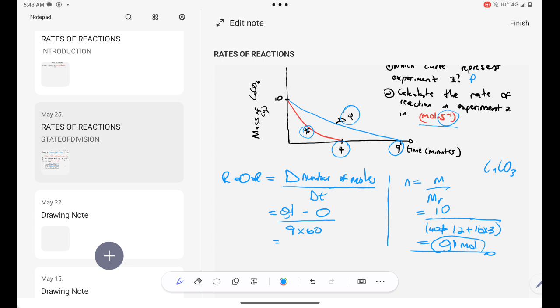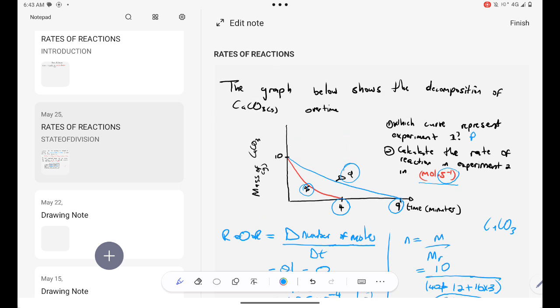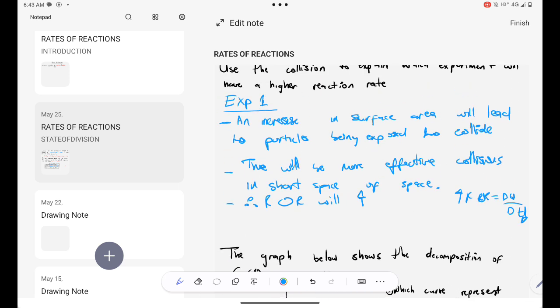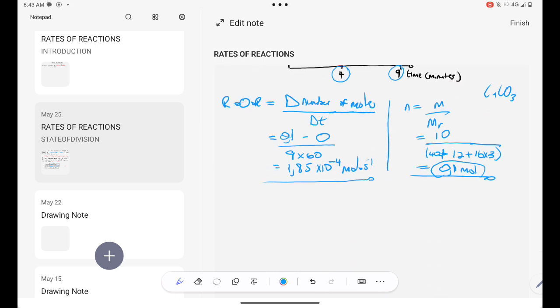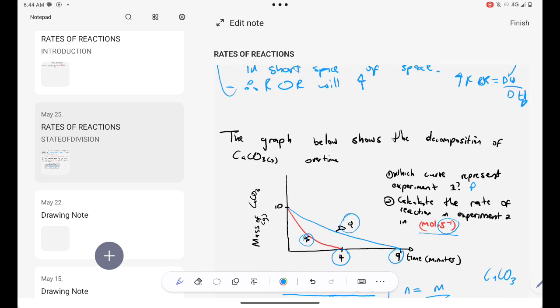Let me make sure my calculator is in scientific mode. This will simply give me 1.85 times 10 to the power negative 4 mole per second. That's how, guys, we're supposed to deal with the rate of reaction. But the most important part, guys, was just predicting by using collision theory. And yes, I know that this is always there. These 5 marks, 4 marks questions are always there for you to calculate the rate of reaction.